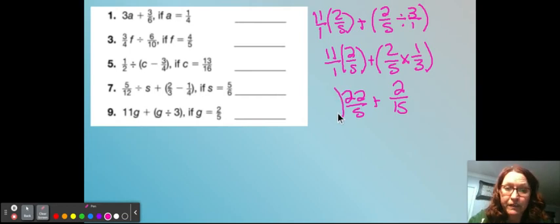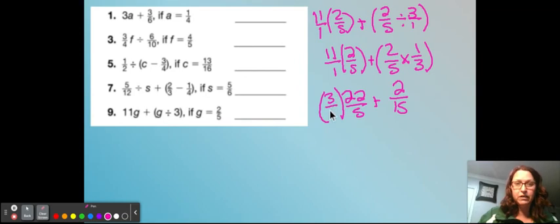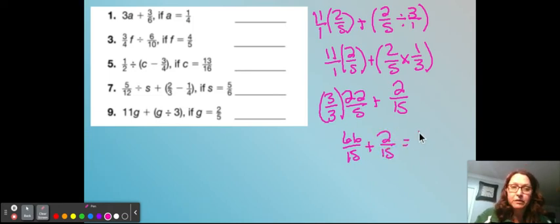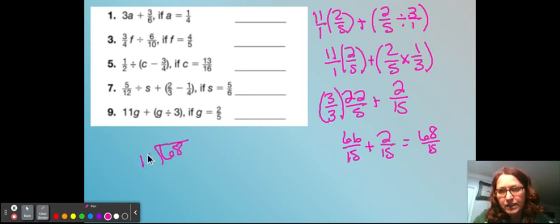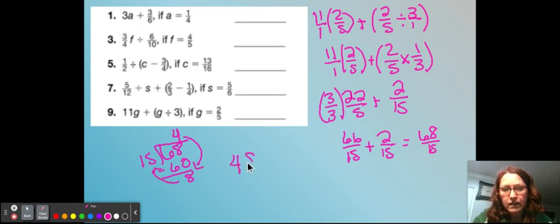Now I've got to add that, but first I have to get a common denominator. 5 times 3 is 15, so I'm going to multiply by 3 over here. 3 and 3. 3 times 22 is 66. 3 times 5 is 15, plus 2 over 15. 66 plus 2 equals 68 over 15. Now I have to divide. 68 divided by 15. 15 goes into 68 4 times. My answer would be 60, minus, I have 4 and 8/15.